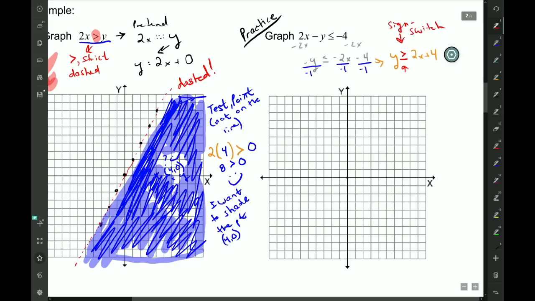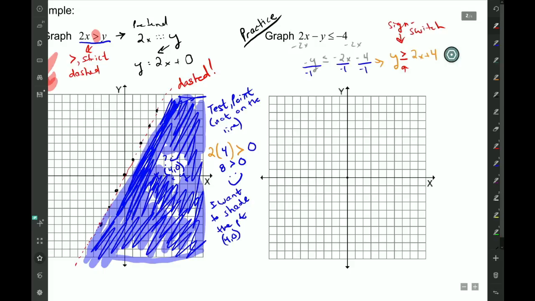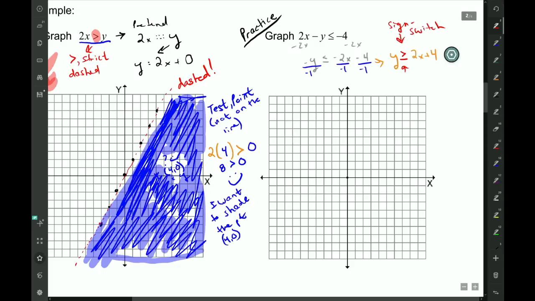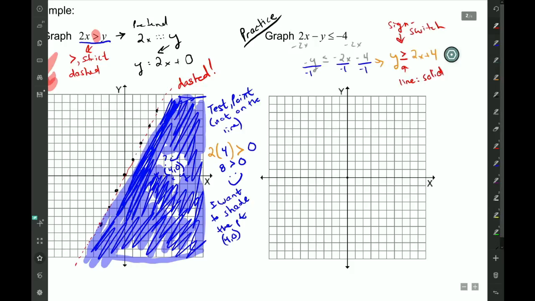Okay. And then it's just graphing from before. But wait, there's always more, remember, with inequalities. So, line type. It's going to be a solid line. So let's graph it on here. Let's pick on red.